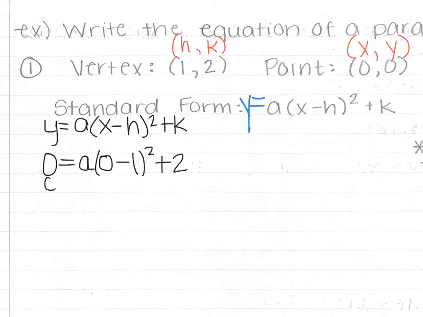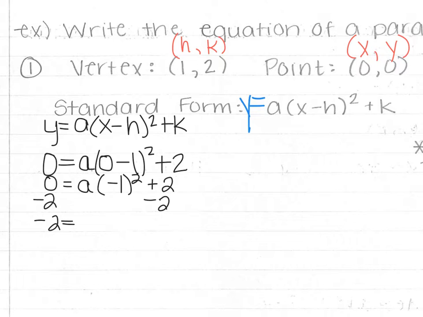So we'll have 0 equals a times (0 minus 1, which is negative 1) squared plus 2. We can subtract 2. So we get negative 2 equals negative 1 squared is 1, so 1a. So a equals negative 2.